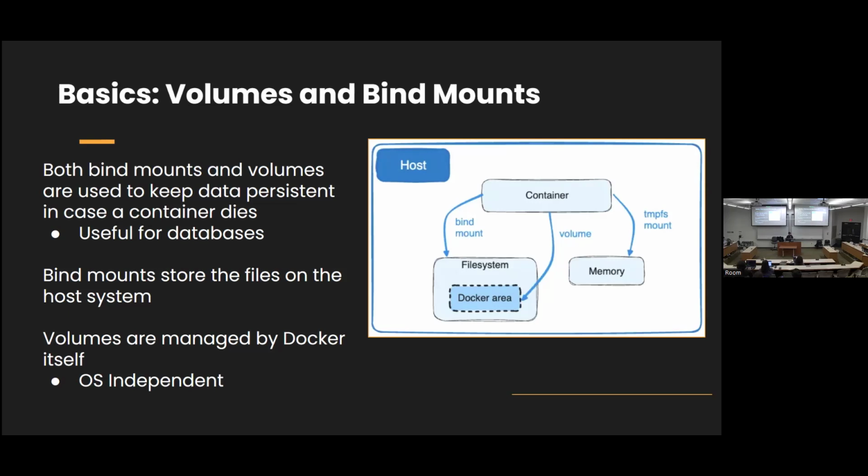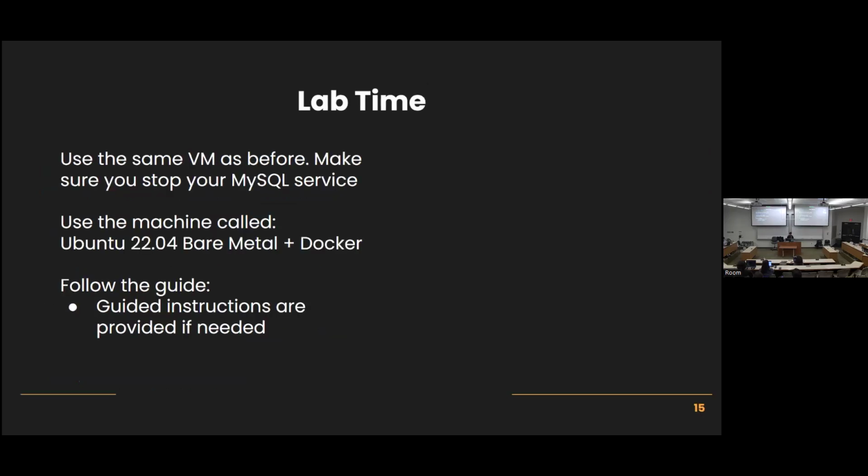And so you can either use A, a bind mount, or B, a volume. Bind mounts literally mount a file from your host onto that container, while volumes are essentially storage that are managed by the Docker engine itself. And there's probably a little bit more information that I could have added, but that information should be on the handbook. The second section of the handbook is all about Docker.